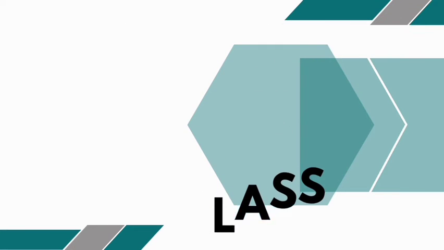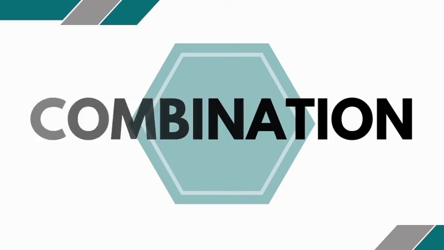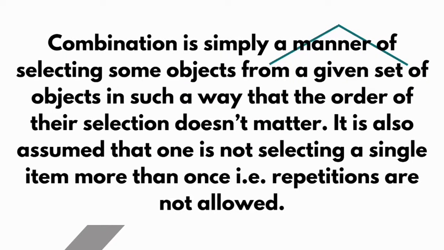In this module, we shall consider combination. Combination is simply a manner of selecting some objects from a given set of objects in such a way that the order of their selection does not matter. It is also assumed that one is not selecting a single item more than once. That is, repetitions are not allowed.